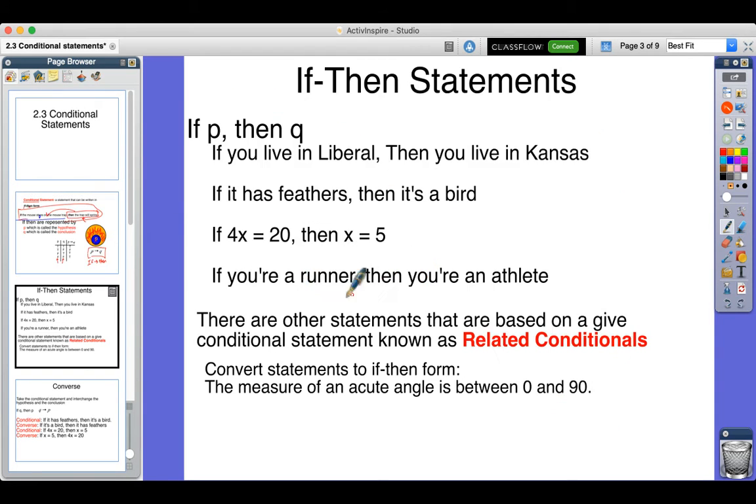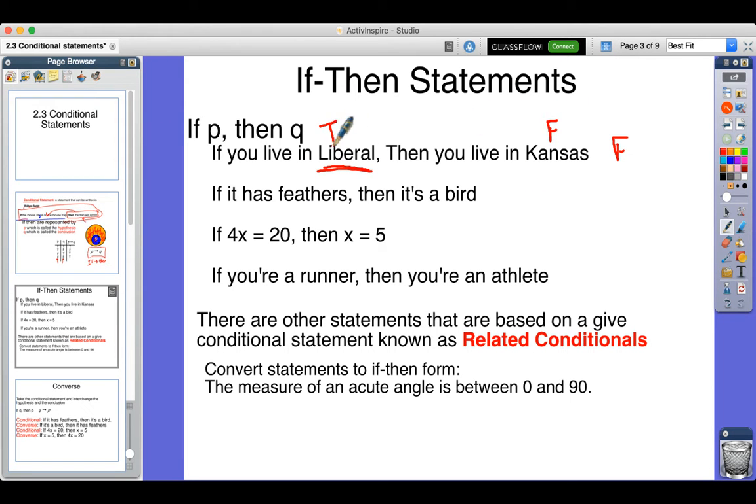Let's break that down a little more. For example, an if-then statement could be: if you live in Liberal, then you live in Kansas. Is that a true statement or a false statement? Let's say you do live in Liberal, but you don't live in Kansas. The whole statement is false. Yes, because how many Liberals are there? I think there are five different Liberals in the United States. So just because you live in Liberal doesn't mean you live in Kansas.